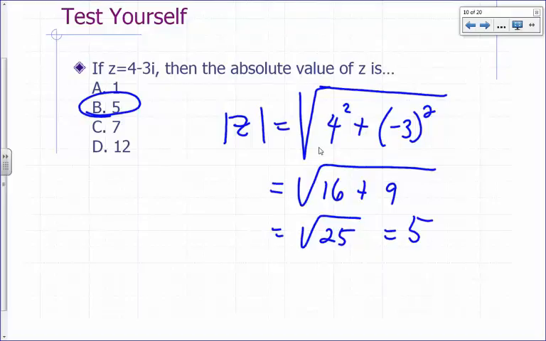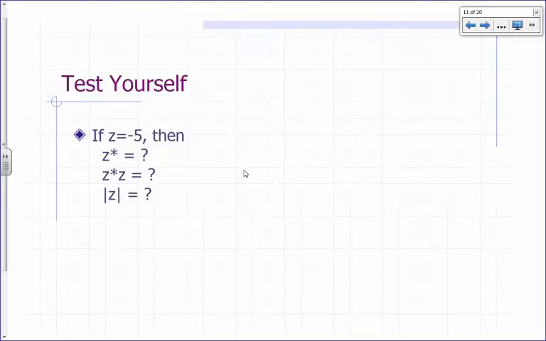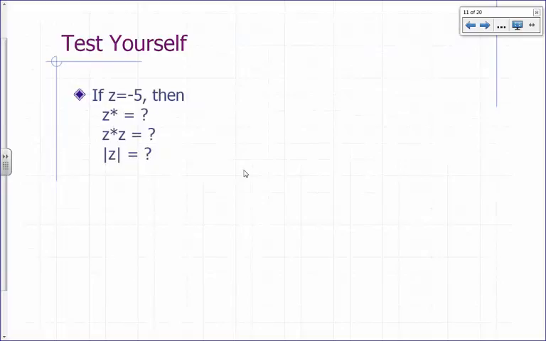Does that formula look familiar? Looks like a Pythagorean formula, right? A squared plus b squared is equal to z squared. All right. So if z is negative 5, what is z star? Also negative 5. What is z star times z? Negative 5 times negative 5, positive 25. Z star times z is always a positive real number.